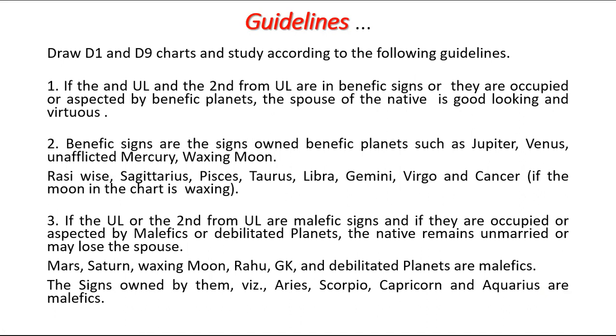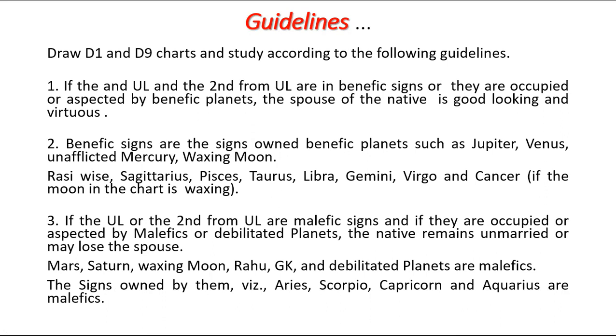Benefic signs are the signs owned by benefic planets such as Jupiter, Venus, unafflicted Mercury, and the waxing moon. Accordingly, Rasi-wise, we can understand here that Sagittarius, Pisces, Taurus, Libra, Gemini, Virgo, and Cancer, Cancer only if the moon is waxing, will be the benefic signs.